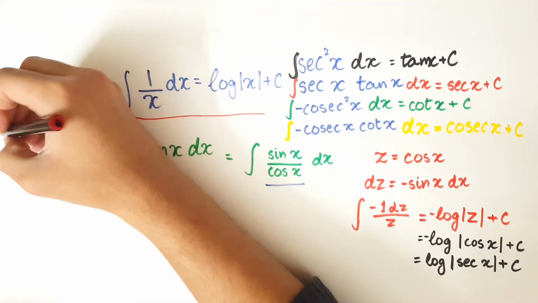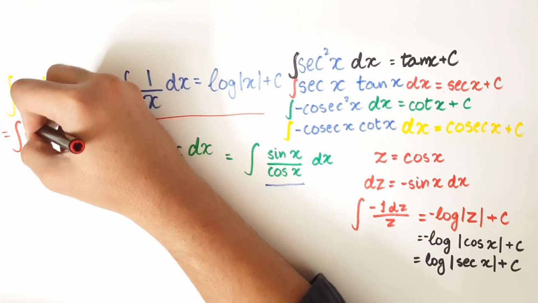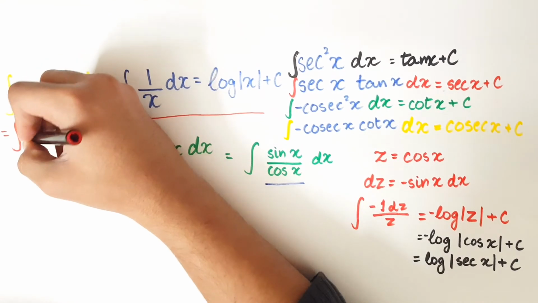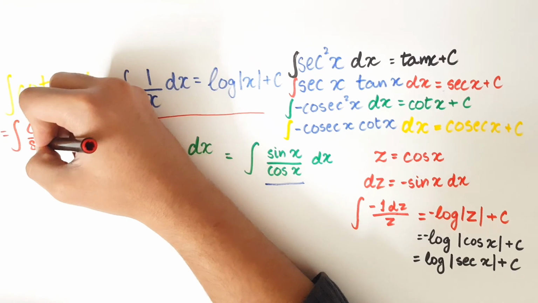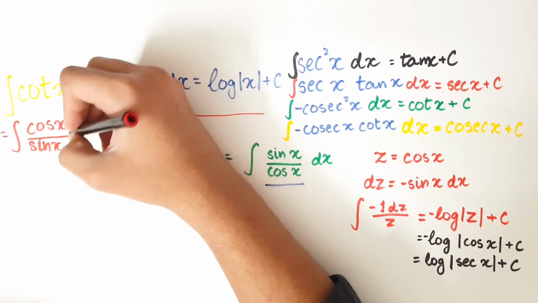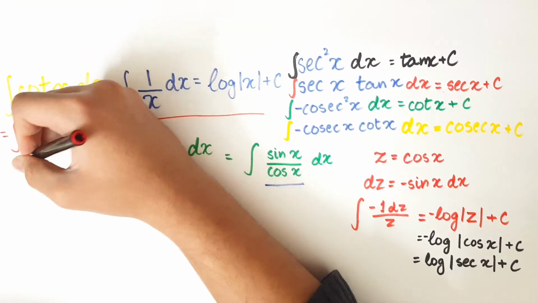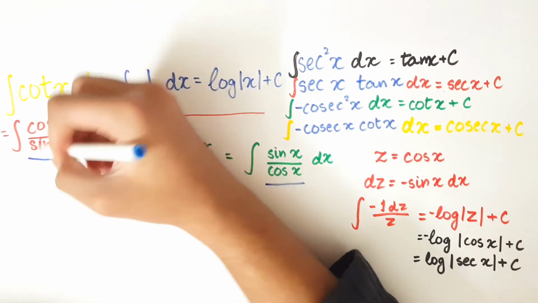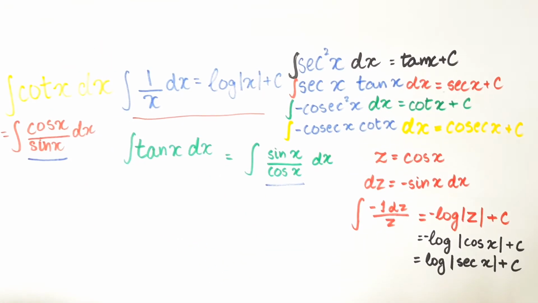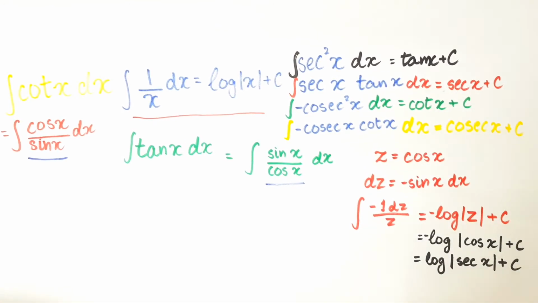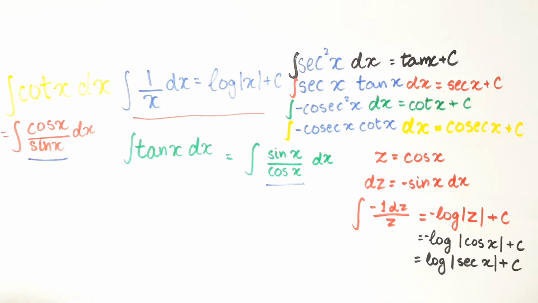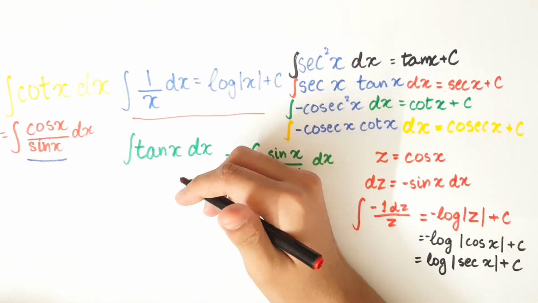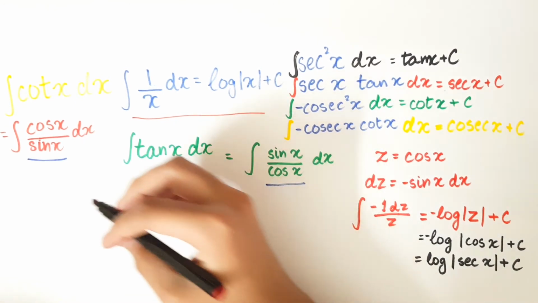So cot x can be written as cos x divided by sin x, and it's the same case as tan. This expression cannot be integrated on its own. We have to use substitution. Substitution is a very important part of integration, and if we understand how it works, we can use it in almost any case and make the integration a lot easier.